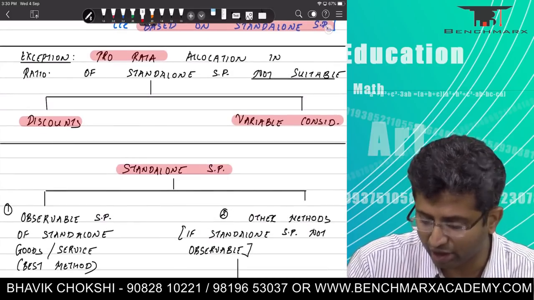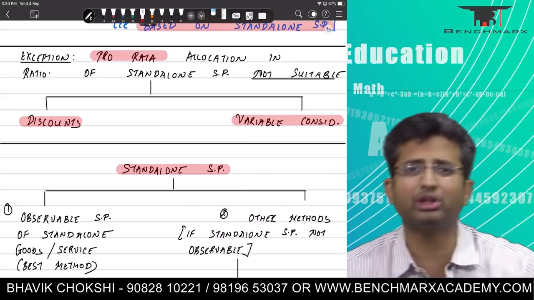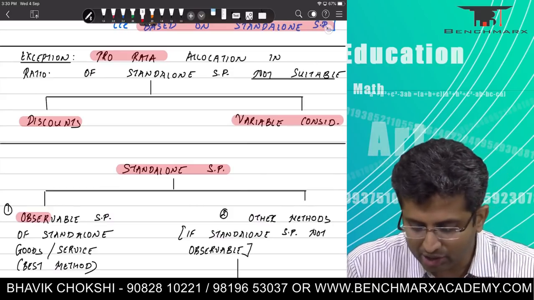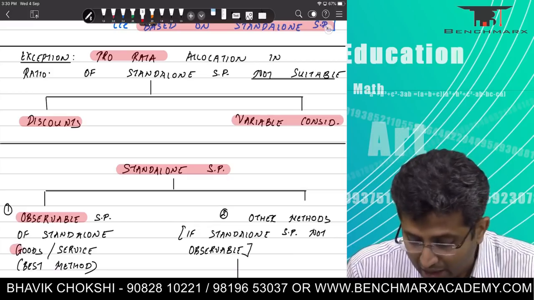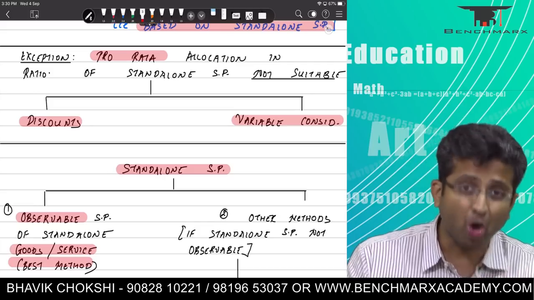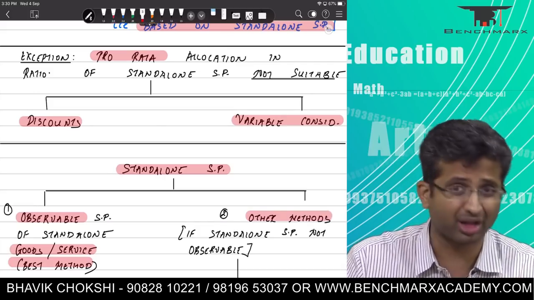Then you look at the standalone selling price. Standalone selling price is usually the observable price that a seller is selling the products at himself, not others, himself. That is the best method. But if that is not available, then the standard gives a few other methods.